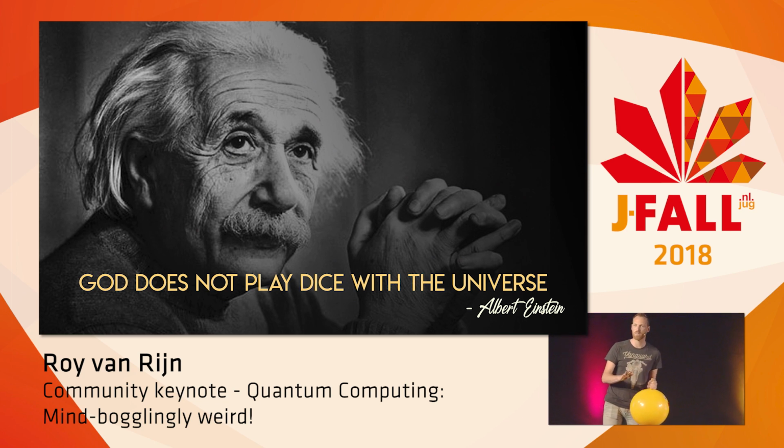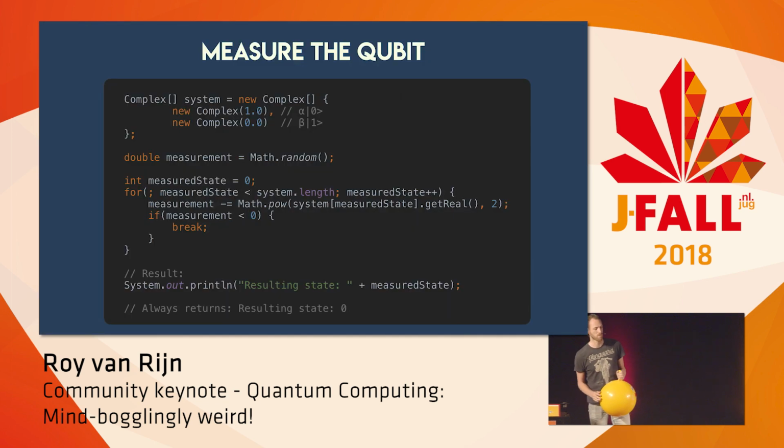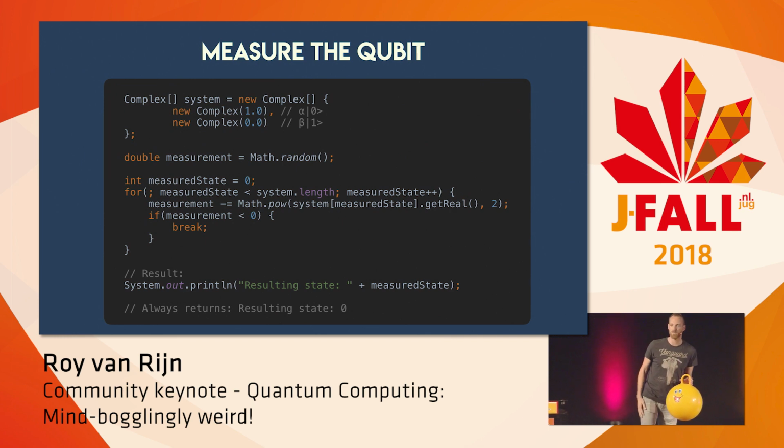Einstein didn't believe in quantum theory, quantum mechanics. He thought it was just strange. And he said, God does not play dice with the universe. Turns out he was wrong, because if you want to measure this qubit, the first thing you need to do is call Math.random. Then we get a value. In this case, we've initialized our system to 0, so we will always get a 0. But in a later moment, we'll just pick a random number between 0 and 1, and we'll look at if it, according to the probabilities, becomes a 0 or a 1.